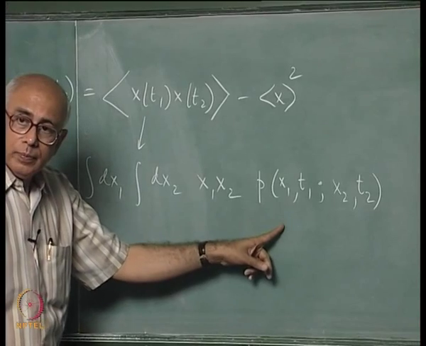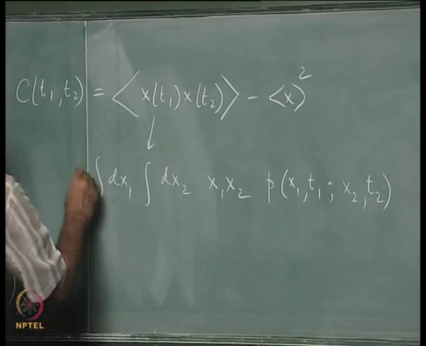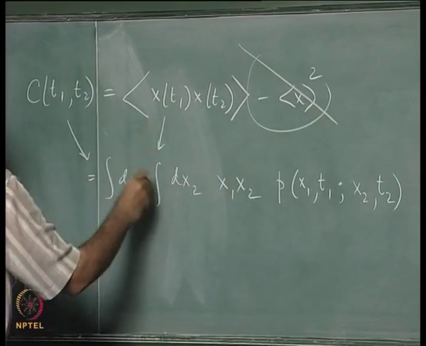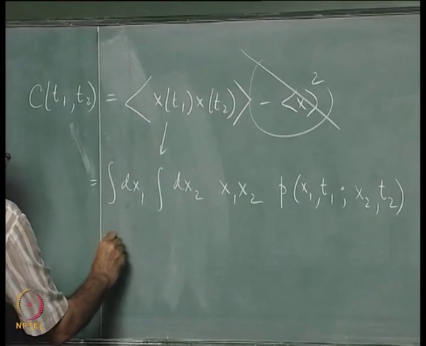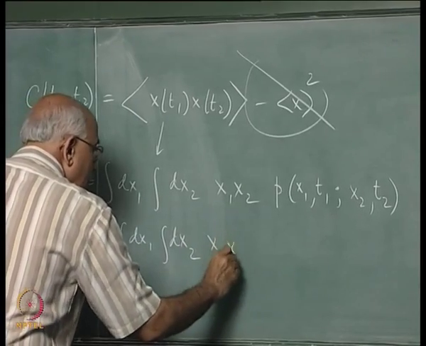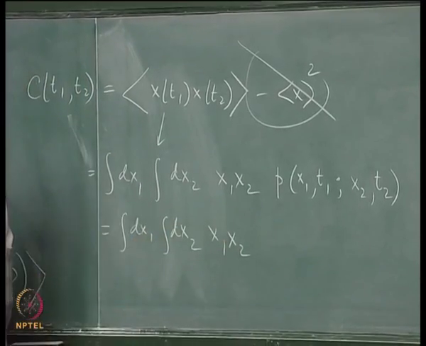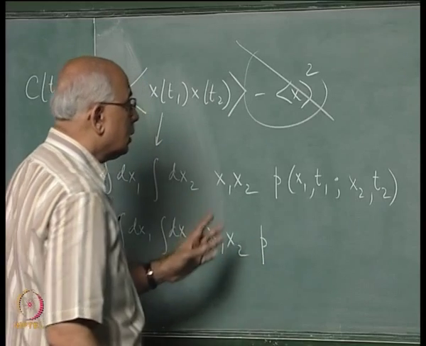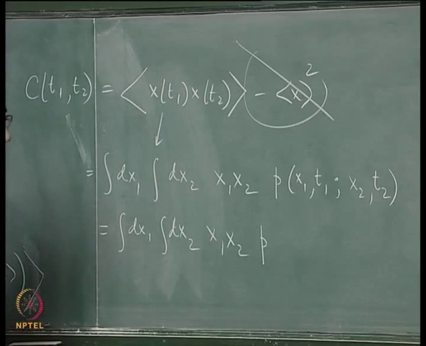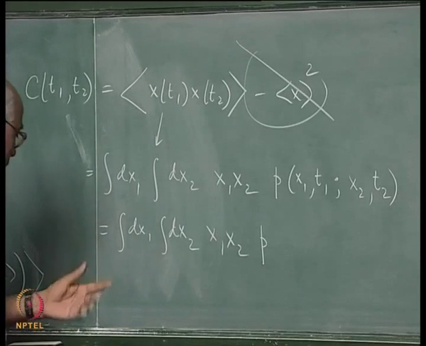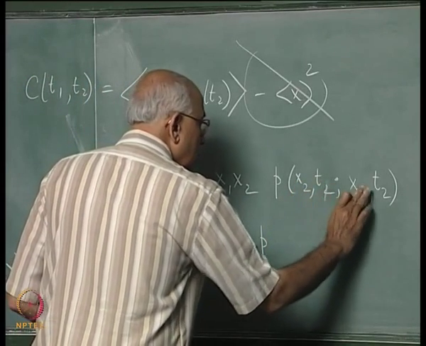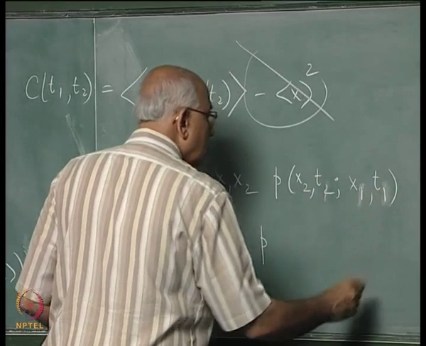But this quantity by definition can also be written, so this quantity is equal to that, let us forget this for the moment. Apart from that, this thing is equal to this, and then this is equal to the integral dx1, integral dx2, x1, x2. This joint probability, if for instance t2 is greater than t1, t1 is the earlier time, I use slightly different notation, I use the later times I move to the left, so let me write this as x2 t2, x1 t1.